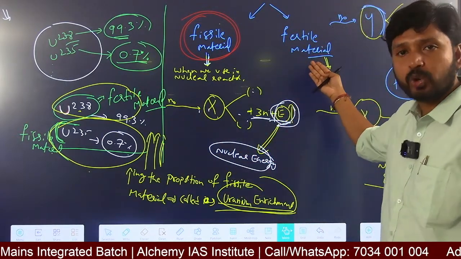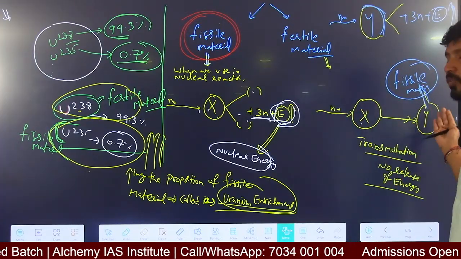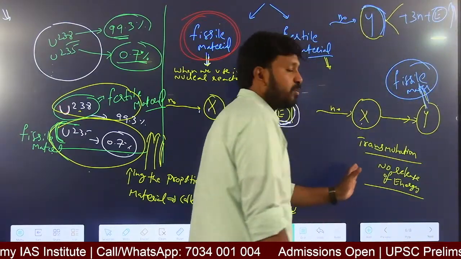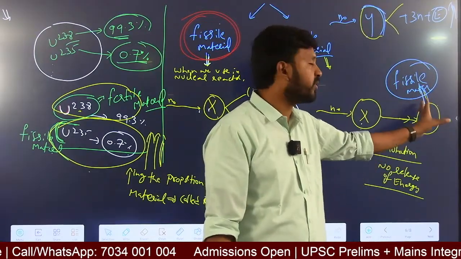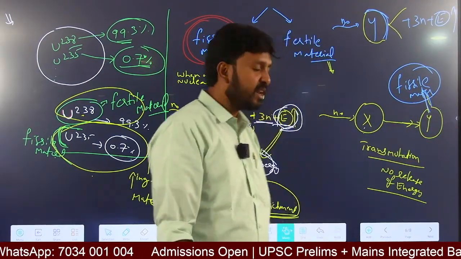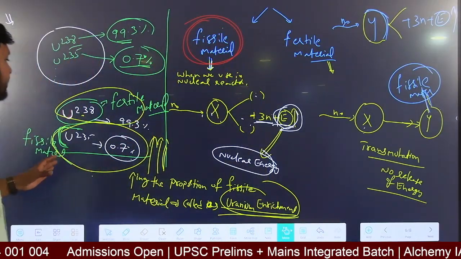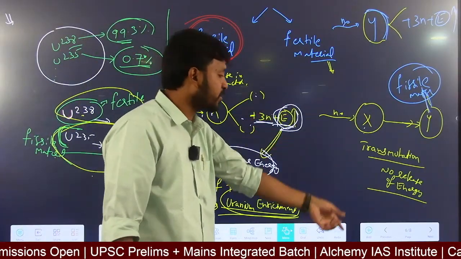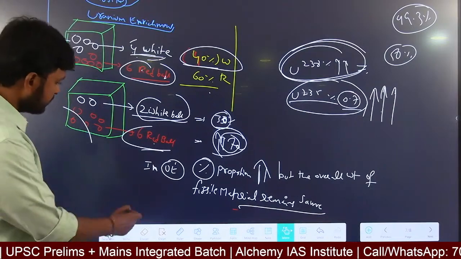And fertile materials are those that, whenever we bombard them with a neutron, will not split. Instead, they will be transmuted and converted into some other element. In that process no energy is released, but the transmuted element, in the majority of cases, will be a kind of fissile material. This is what we have seen. And in this picture we have also seen examples of fissile materials and fertile materials.